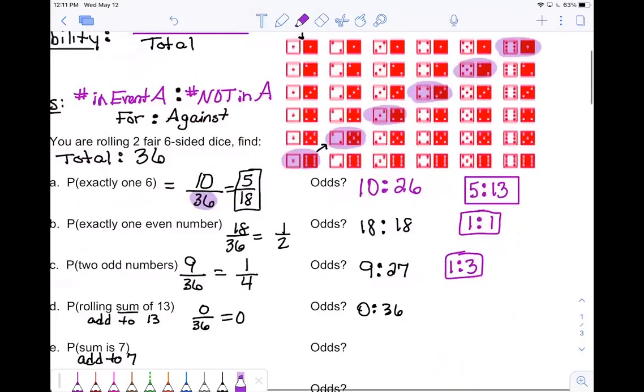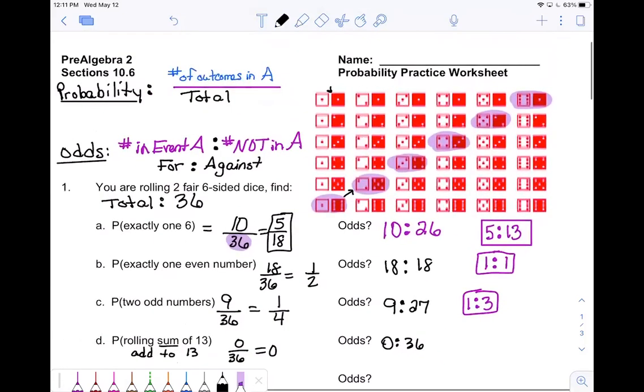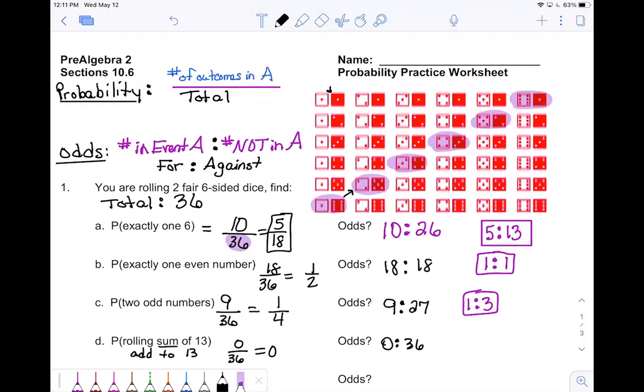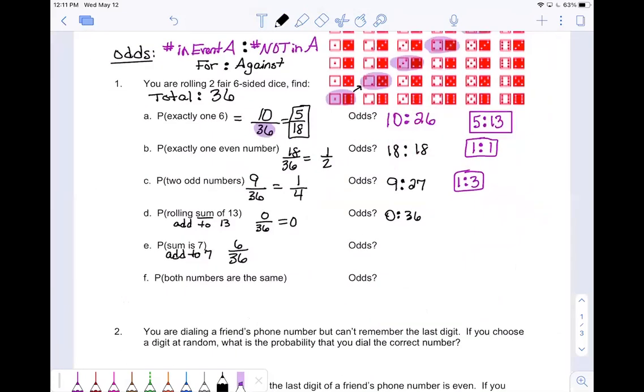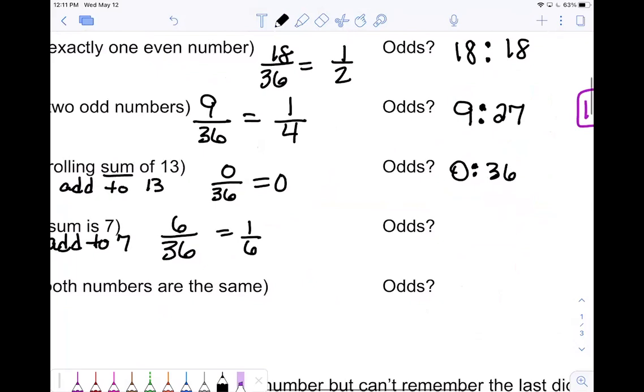6. Yeah. So notice that there's a pattern there. They're all on the diagonal, and that's going to happen with every single sum. The sum will always be on the diagonal of this diagram. So 6 out of 36 is 1 out of 6. That reduces to 1/6. The odds would be 6. And then the leftover is 30.